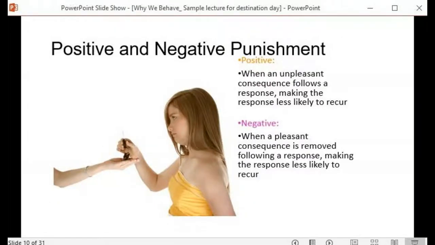So timeout is supposed to be a negative punishment, because in timeout, you're not being smacked or tortured in any way, but the idea of timeout is that you've been removed from the fun, right? And put into like a neutral environment, right? And that's supposed to be punishing so that you don't do the behavior anymore. And you know that it's working as punishment if you don't do the behavior anymore after you do it.